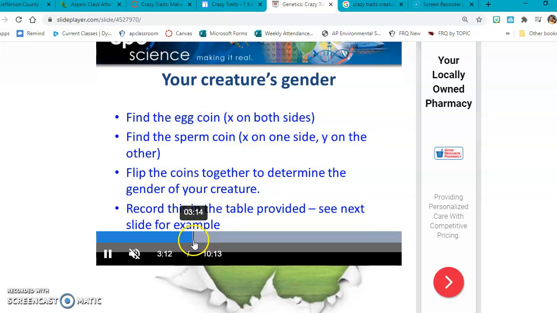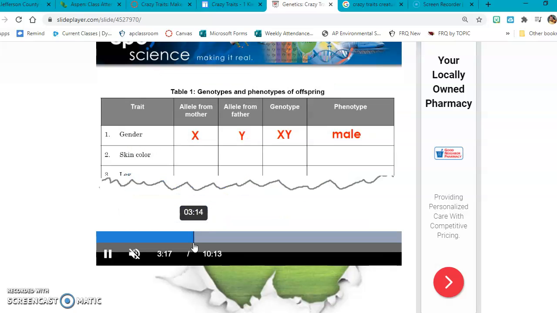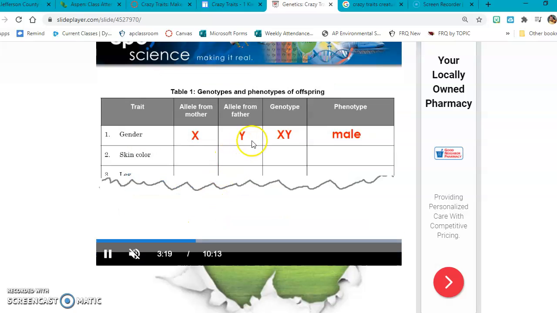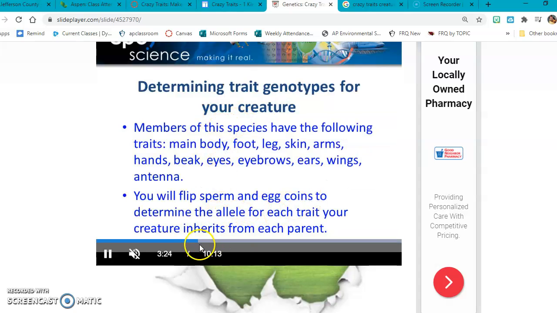So today you are making a creature, and you guys have already flipped coins to see if you get a male or a female. You can just use the heads or tails of a quarter. So identify the heads as X or Y. You're going to have genotype and phenotype. On your lab, I haven't put those two, just geno and pheno.